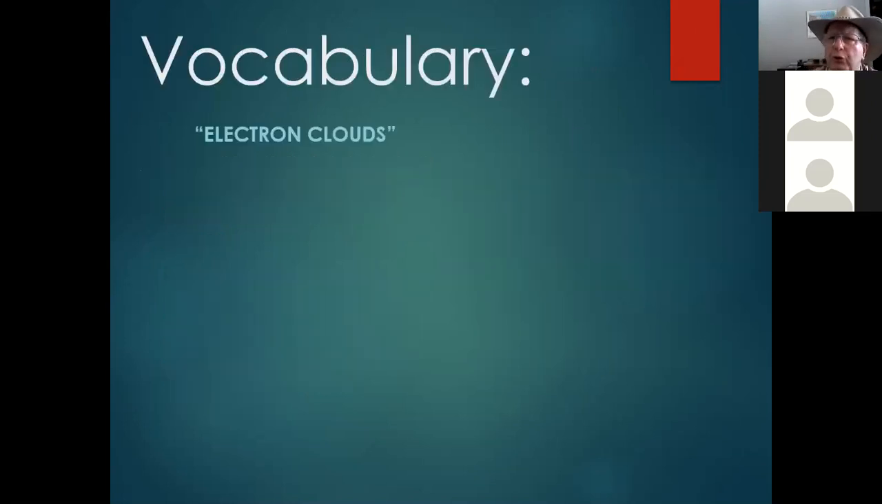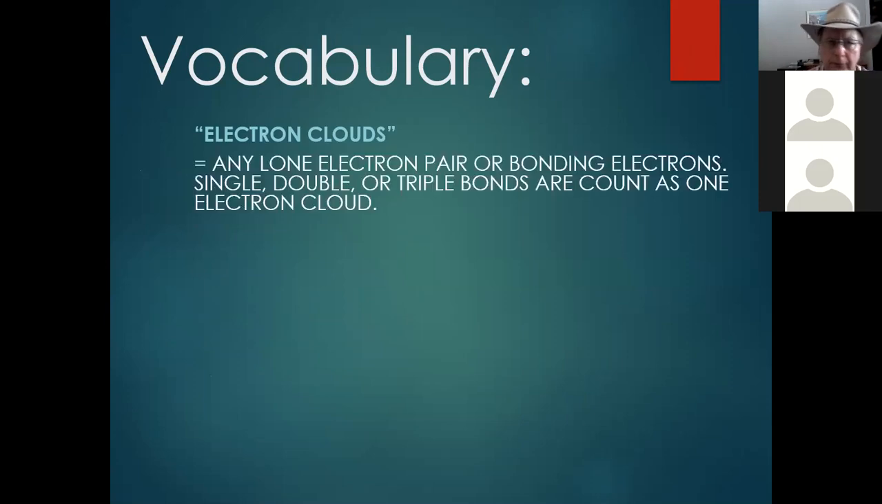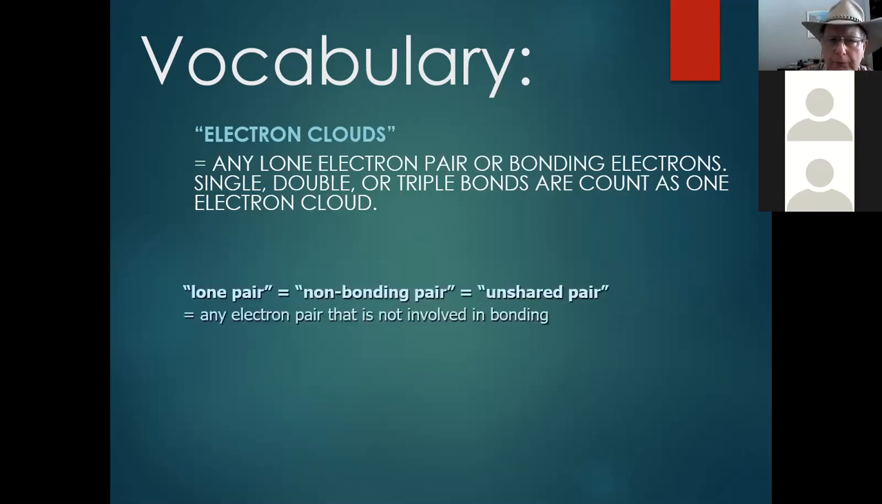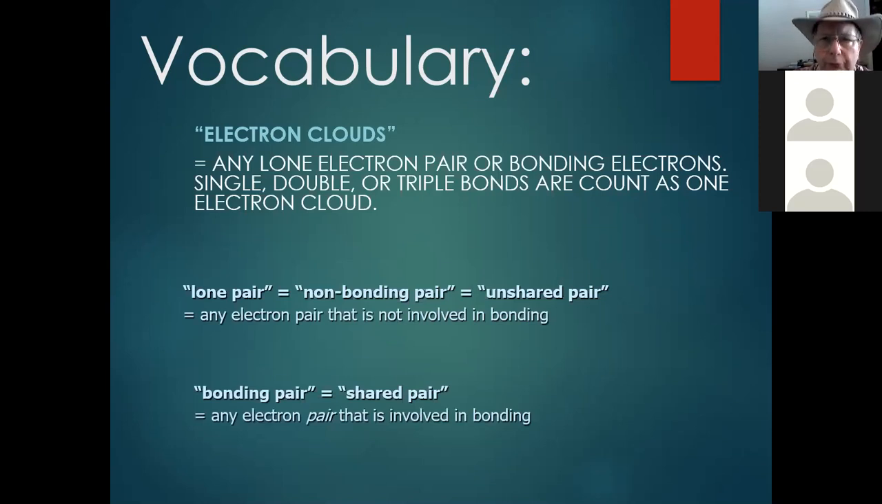So in order to do this, we need to develop a little bit of vocabulary. An electron cloud is any lone pair of electrons. Each lone pair counts as one electron cloud. Single, double, or triple bonds count as one electron cloud, because if you have a double bond, all the electrons are located within that axis between the first atom and the second one. A lone pair is an electron pair that's not involved in bonding. Lone pairs are owned by the atom they reside on. Bonding pairs are the ones that are involved in bonding.